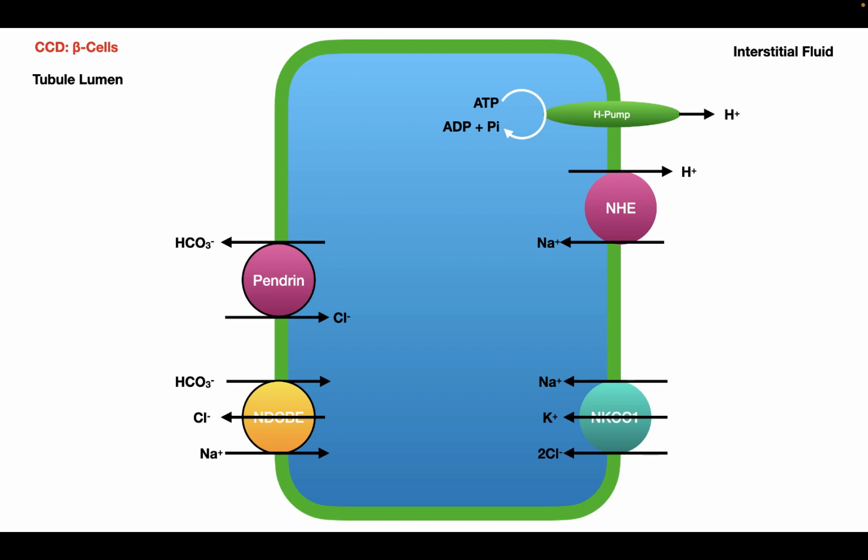In addition, we also have the NKCC1 protein, which basically co-transports one sodium, one potassium, and two chloride into the cell. So what we see here for these beta cells is that these beta cells sort of do the opposite as the alpha cells. Where the alpha cells secreted protons into the tubule lumen, the beta cells do the opposite. The beta cells are going to secrete bicarbonate into the tubule lumen, and they're going to basically reabsorb protons, moving them into the interstitial fluid.